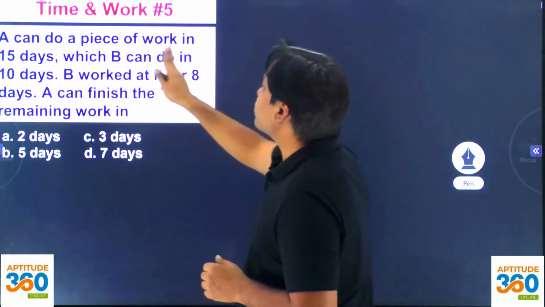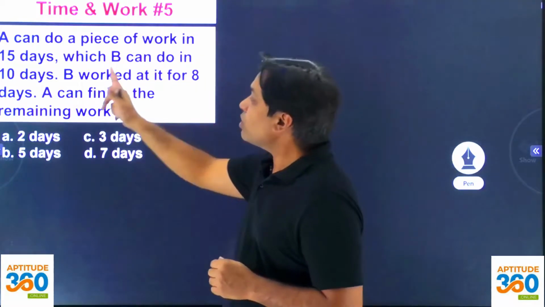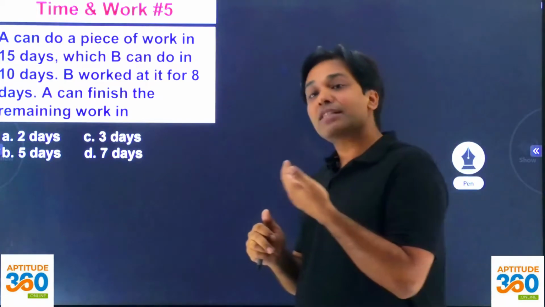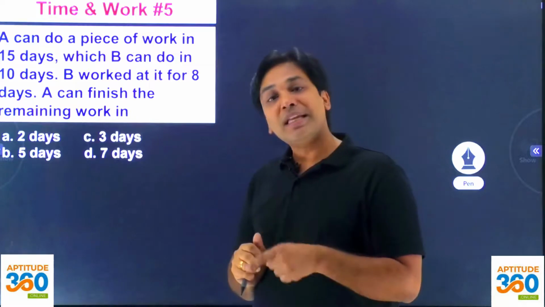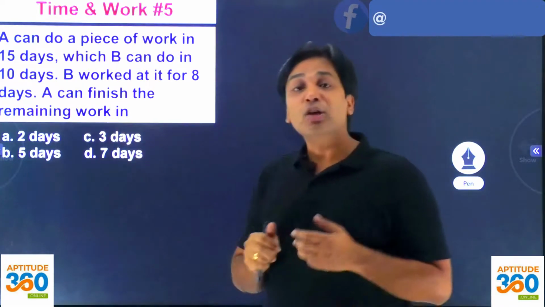It says that A can do a piece of work in 15 days whereas B can do the same piece of work in 10 days, right? And B has started the work. B ने काम को शुरू किया अकेले और B ने अकेले 8 दिन तक काम किया. And the problem is A can finish the remaining work in how many days?